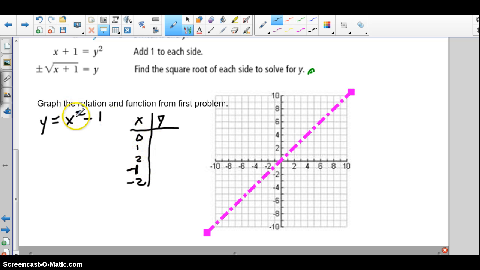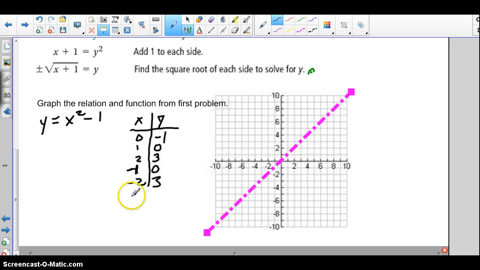If I plug in 0, it's going to spit out a negative 1. Plug in 1 here, it's going to be 0. If I plug in 2, it's going to be 4 minus 1, which is 3. If I plug in negative 1, negative 1 squared is 1. 1 minus 1 is 0. And negative 2, square that, it's going to become 4. 4 minus 1 is going to be 3 again.